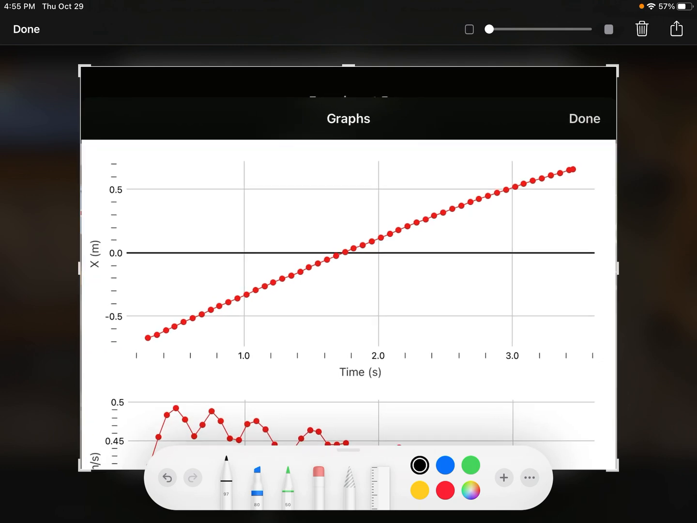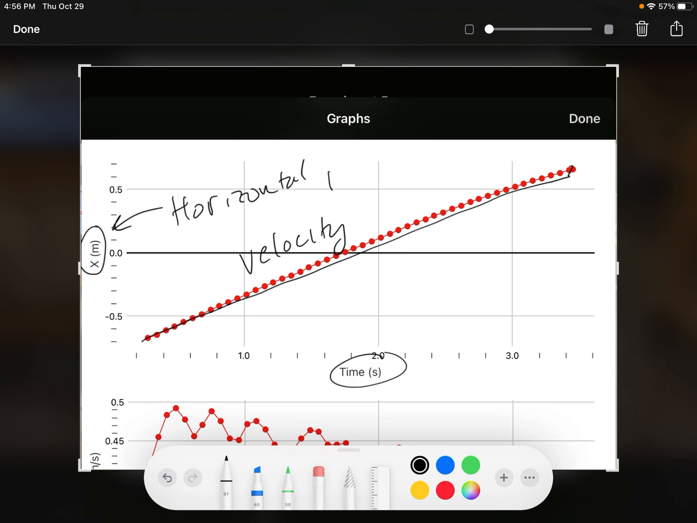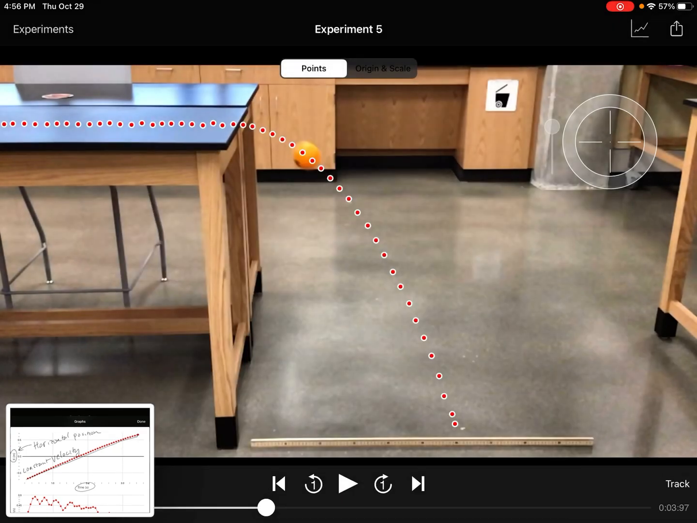So again, I really want to focus on this graph. What I can see here is that the slope of this position versus time graph is going to give me the velocity. And indeed, this is horizontal position, and I see a constant slope and therefore a constant velocity. And I could calculate that slope to get what the velocity actually is.